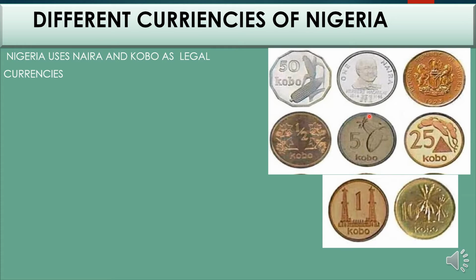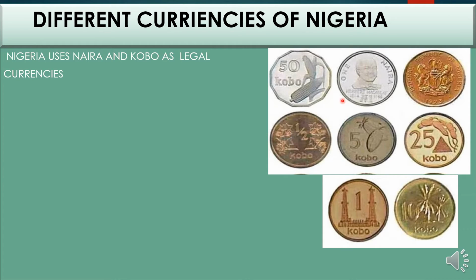Now, just like the United States, they are still using their coin, they call it cent. Our own coin, we call it Kobo. Mind you, we also have 1 Naira in coin. But all our Kobos are in coins. All the Kobos of the Nigerian currency are in coin. Alright? Are you with me?